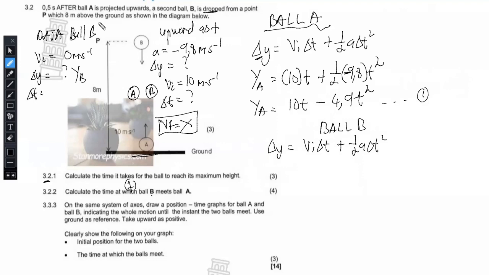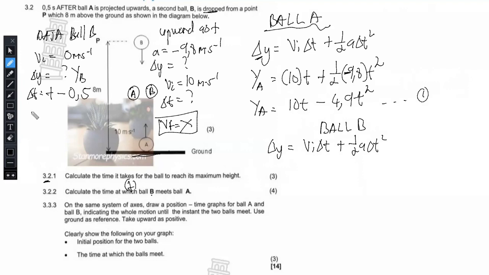Now, remember that ball B is dropped 0.5 seconds after ball A has been projected upward. So it has to be T minus 0.5, right? Why T minus 0.5? We are considering that it was dropped 0.5 seconds after. So the time that ball B will travel is 0.5 seconds shorter than the one that ball A travels at the point where they are at the same position, right?